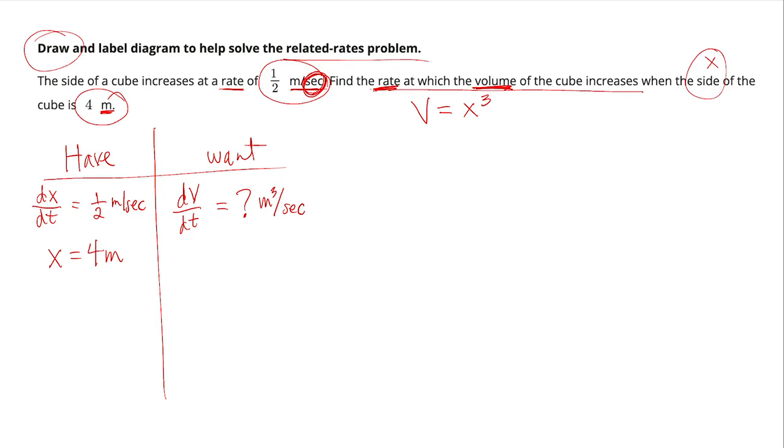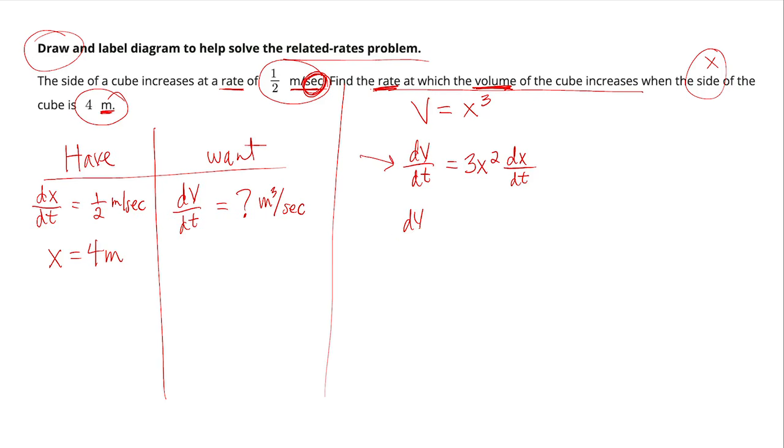All right, so then what I need to do is take the derivative of both sides of my equation, V equals x cubed, with respect to t, with respect to time. So it'll be dV/dt is equal to, now on the right side I'm technically using the chain rule. Derivative of the outside is 3x squared, and then I multiply by the derivative of the inside, which is dx/dt. All right. So I'm already solved for dV/dt, which is what I'm trying to find.